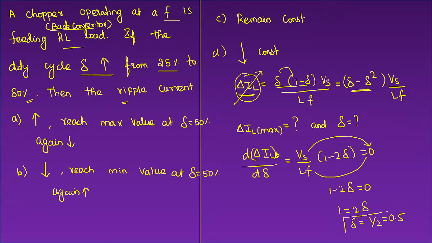So what I understood here is, in the case of a buck converter, whenever we are having a buck converter, the ripple current will become maximum at the desired condition of delta equal to 1 by 2. Yes or no?